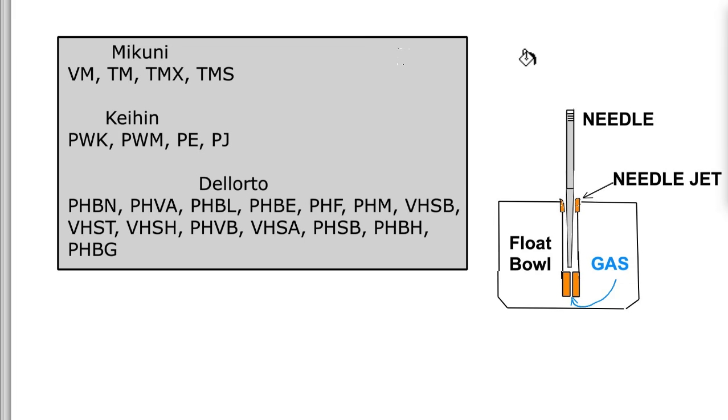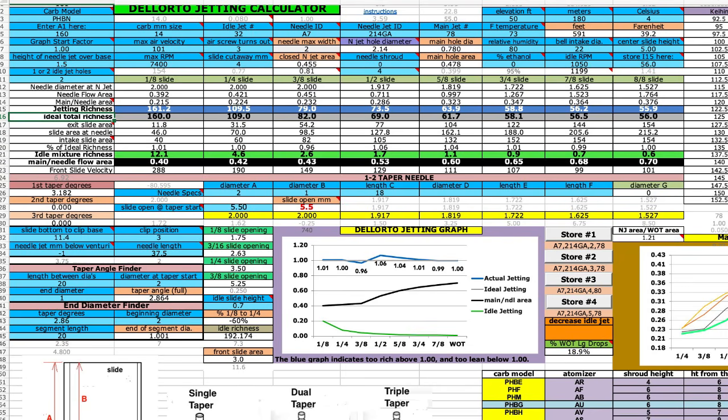The good thing about this program also is that it can handle so many different carburetors. 4 types of Mikuni, 4 types of Keihin, 14 types of Dell'Orto. So on the Dell'Orto page, to get this graph right here, all you need is the data for the needle.